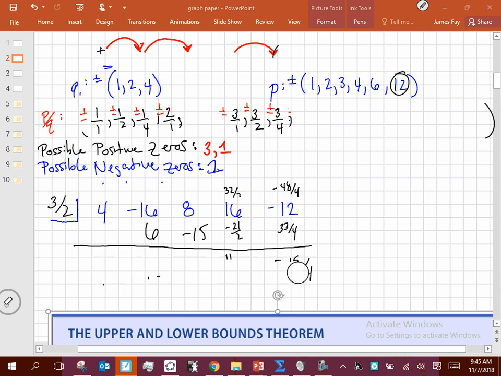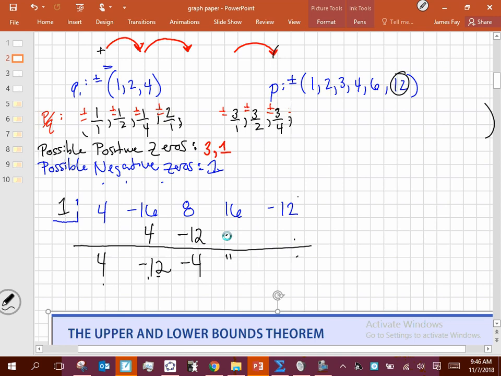Let's try, just because we're running out of time, you would probably maybe try negative 3 halves. You'll see that doesn't work either. Let's try, I think, 1. Bring my 4 down. Go to 4. Negative 12. Negative 12 gives me negative 4. Negative 4, so it gives me negative 12. Did I do that right?